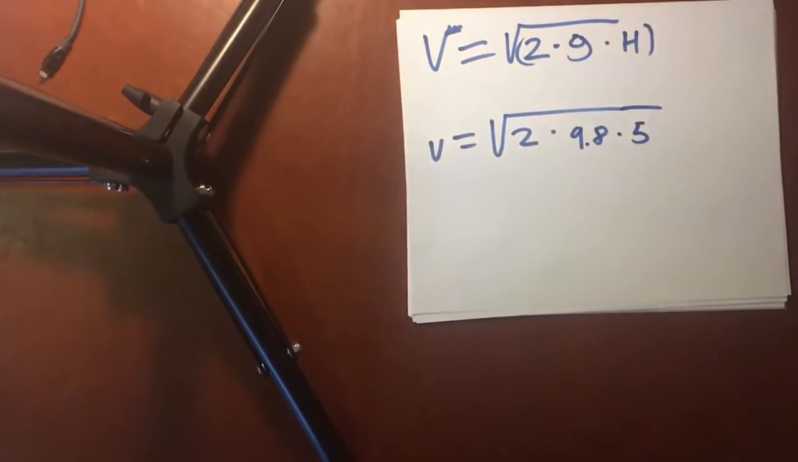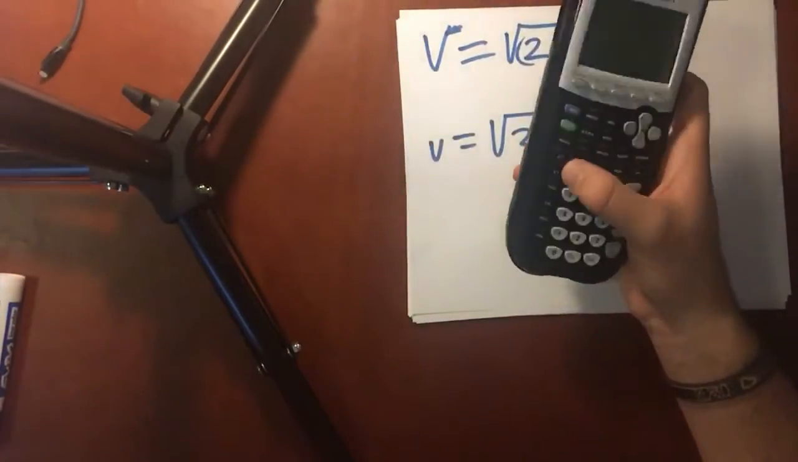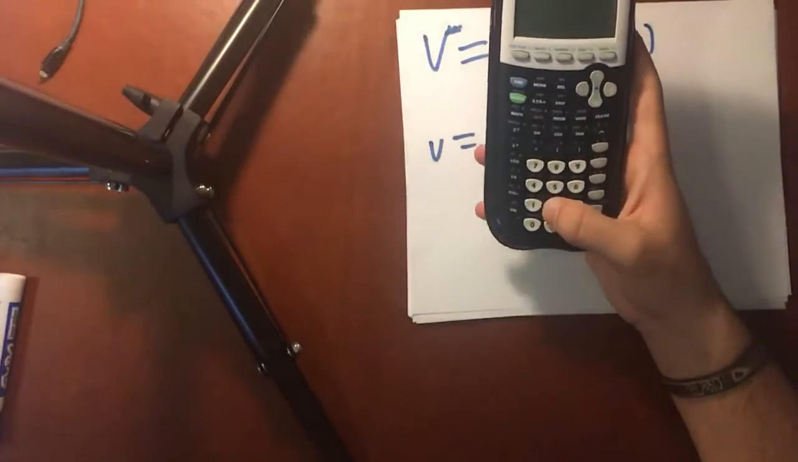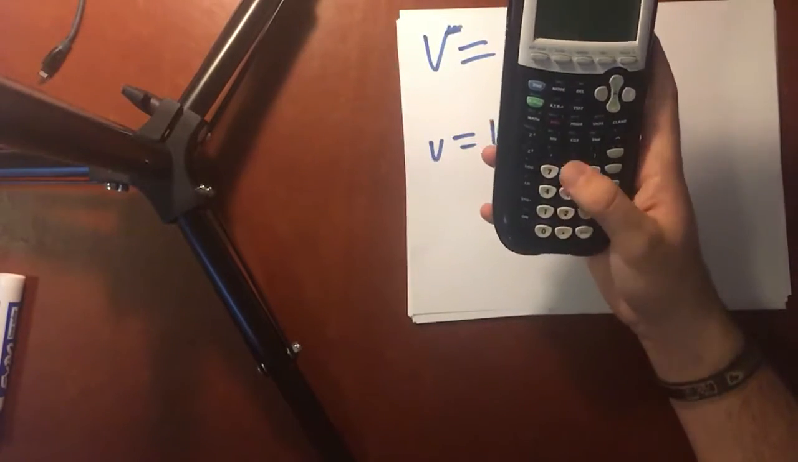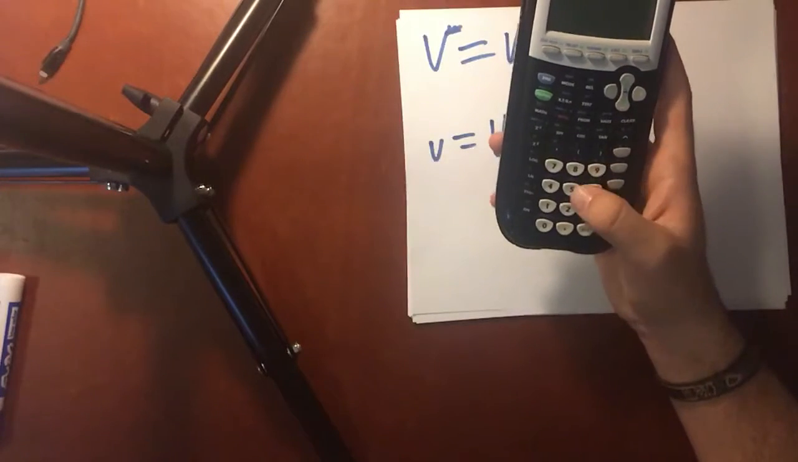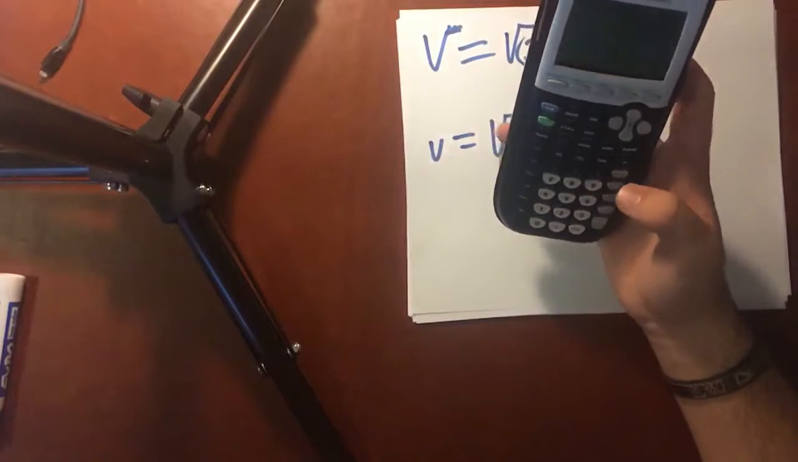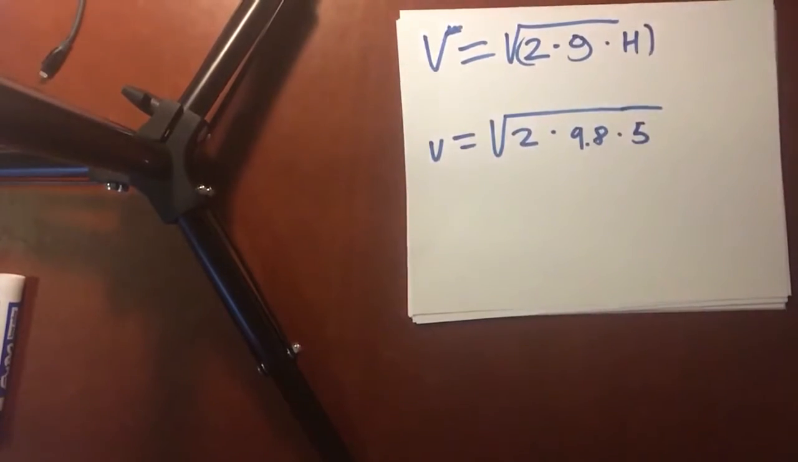Okay, so let's plug it in to our trusty TI-84 calculator, and let's see what we get. So we get the square root of 2 times 9.8, or 9.81, depends on how you feel about that, times 5. So the impact velocity is 9.9 meters a second. That's how fast this object would be traveling if you dropped any object from 5 meters in the air and you're not caring about air resistance.